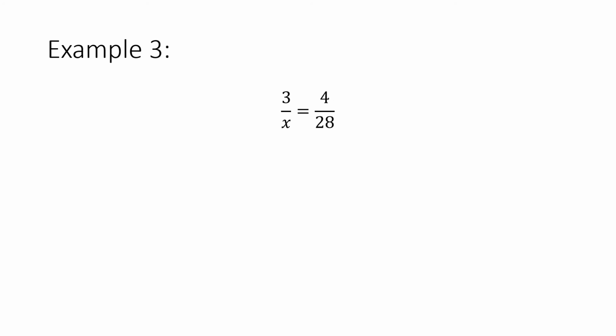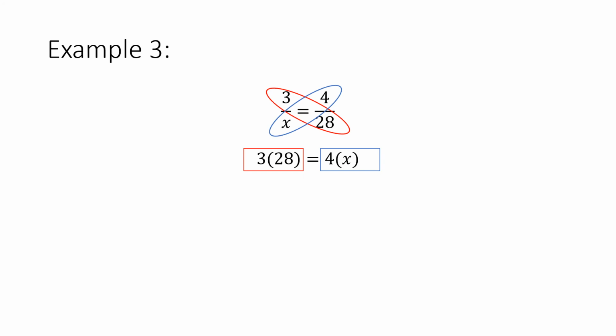All right, in example 3, this time x is in the denominator of my first fraction. And once again, I'm going to do cross multiplication. I'm going to circle the numbers that I'm going to be multiplying. And my red's going to go on my left, and my blue is going to go on my right. And so I'm going to do 3 times 28. And then I'm going to do 4 times x in my blue box, and I'm going to simplify my boxes. 3 times 28 is equal to 84, and 4 times x is 4x.